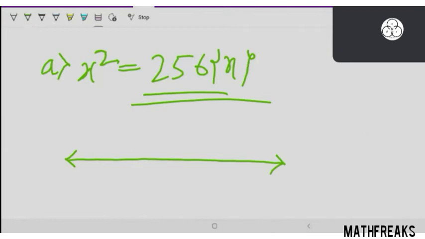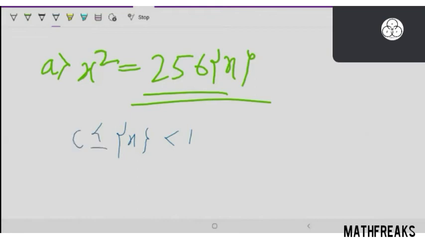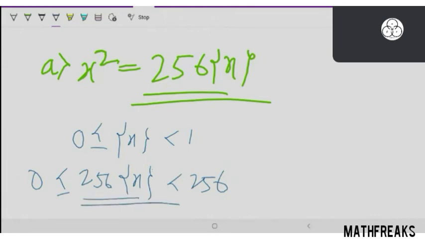We have the famous inequality, which proves really useful for us. When multiplied by 256 it will lie between 256 and 0. Just multiply, because this is positive the inequality signs don't change, and this part is what equals x square.